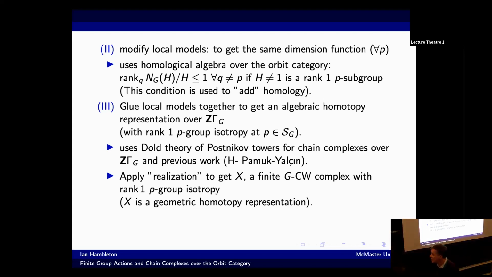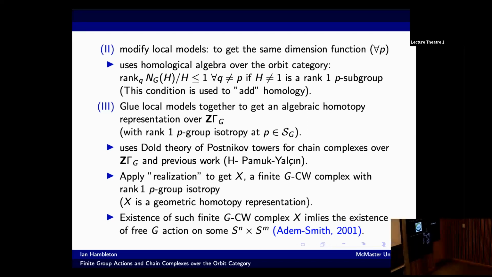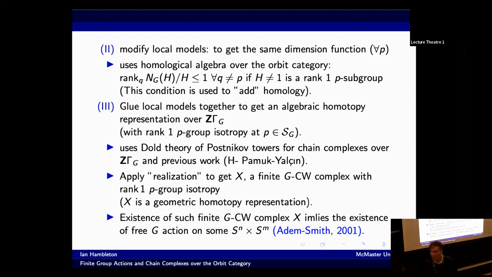Anyway, various elements. I think the last thing I wanted to say about this was another motivation for the original project. The original project, as I said, was to understand finite G-CW complexes of rank 1 isotropy. So one motivation is, well, because it's there. It's the next step from free actions, going to allow some isotropy. Let's start with the simplest kind of isotropy, which is rank 1. But another motivation comes from the work of Adem and Smith.